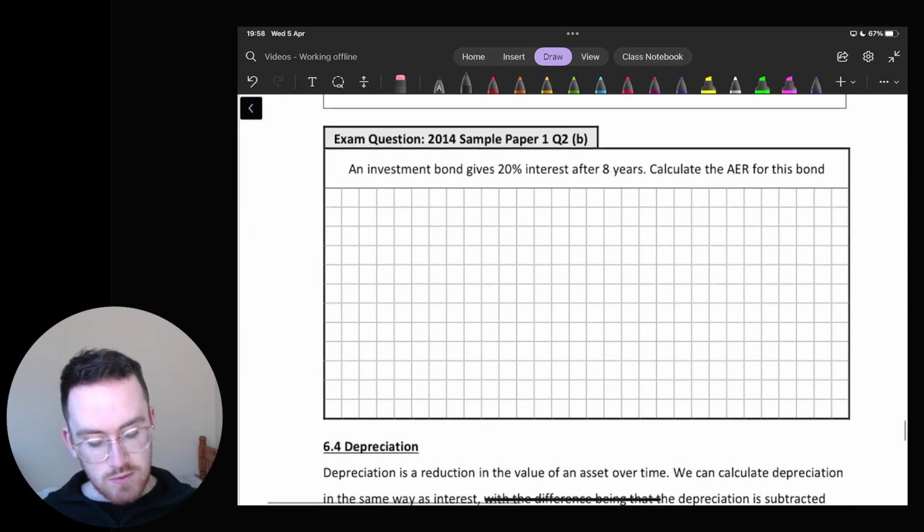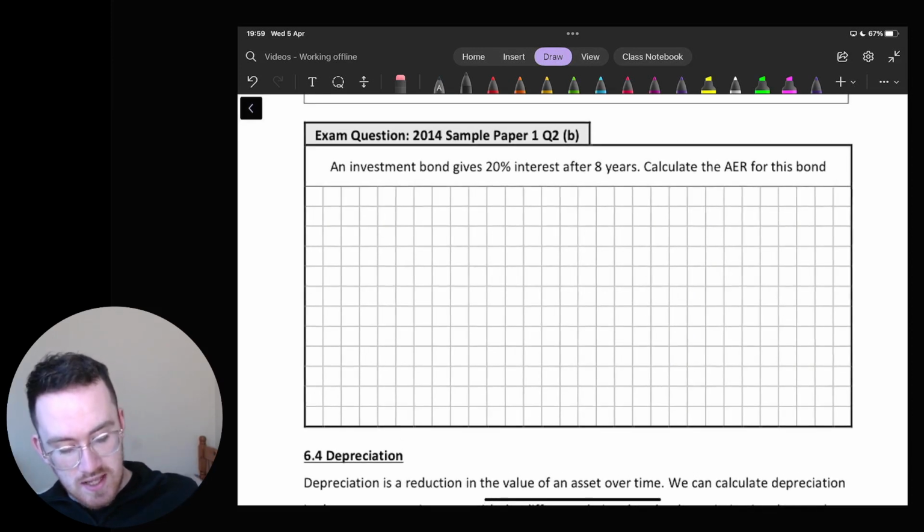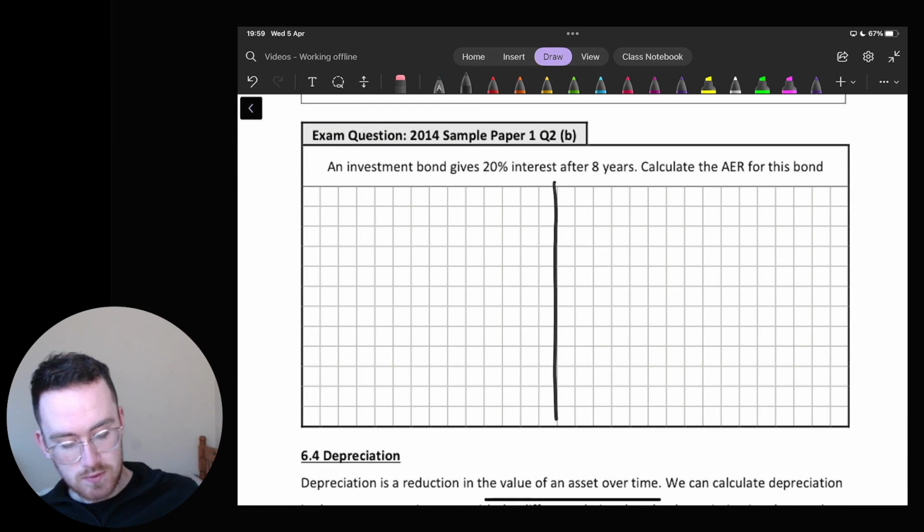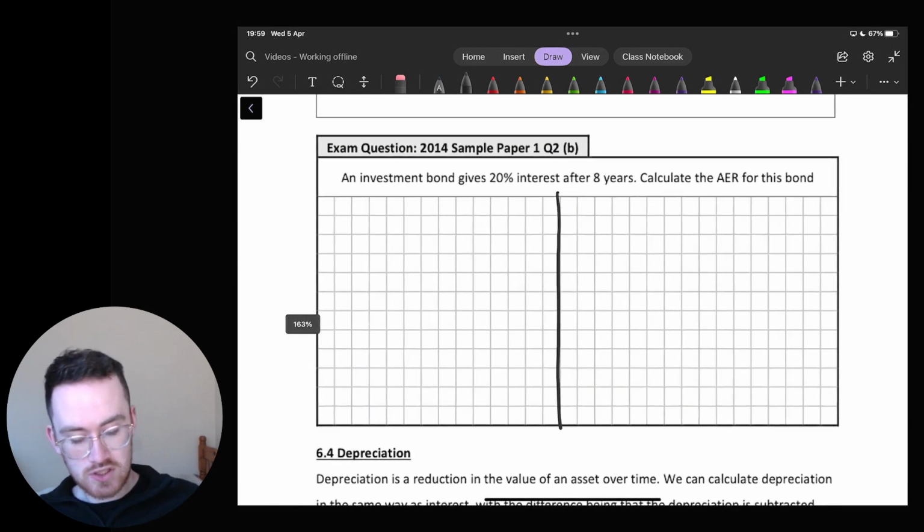Then an investment bond gives 20% interest after 8 years. Calculate the AER for this bond. So this is how it could come up in an exam. Now this is from a sample paper, but it's just to give you an example of how it could come up. So this is like that first type that we had.